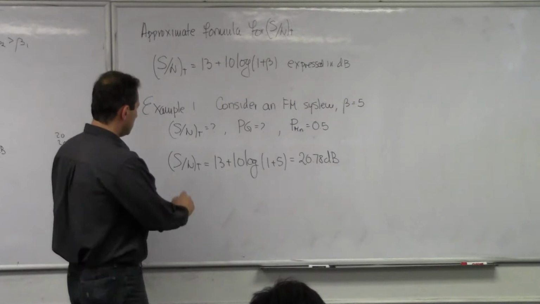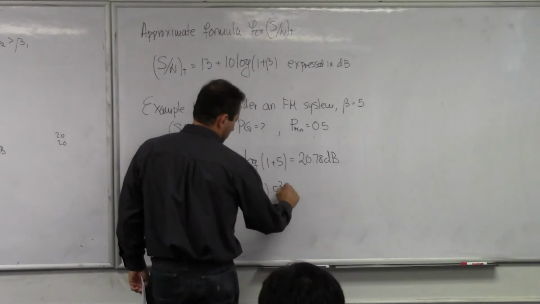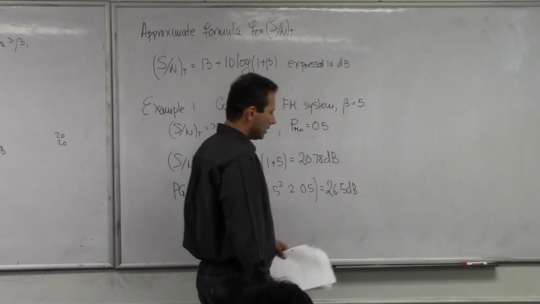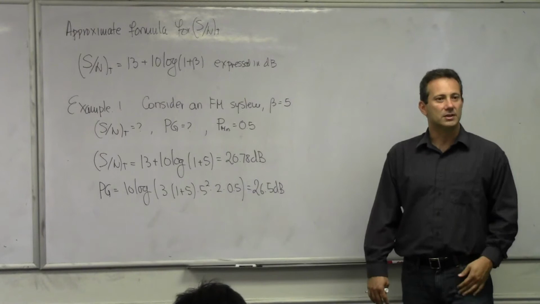And then if your signal is already above 21 dB, then you get the processing gain, which is going to be 10 log of 3 times (1 plus 5) times 5 squared times 2 times 0.5. And this gives you a processing gain of 26.5 dB. So if you are above 21 dB, you are actually above 47 dB, right, because the receiver is going to bring an additional 26 dB to your signal to noise.